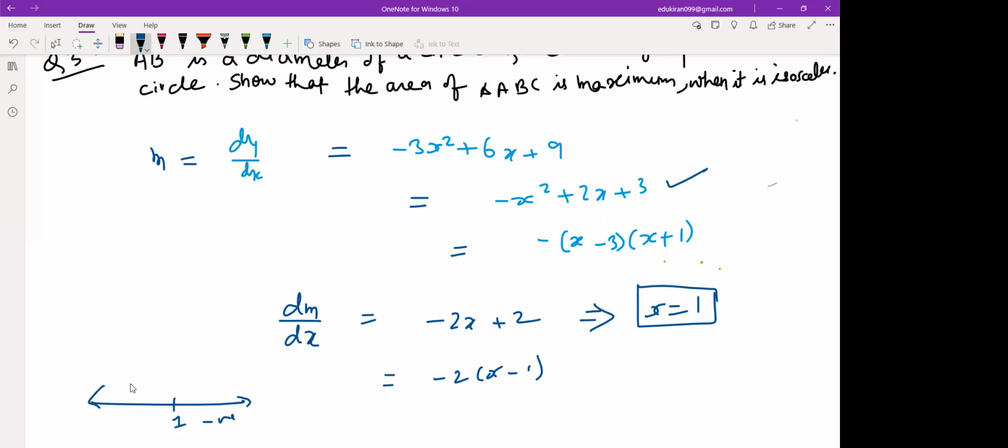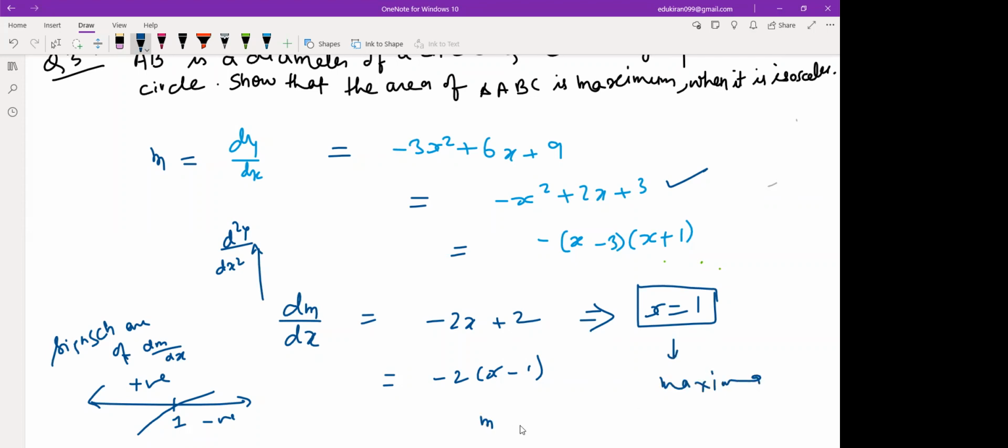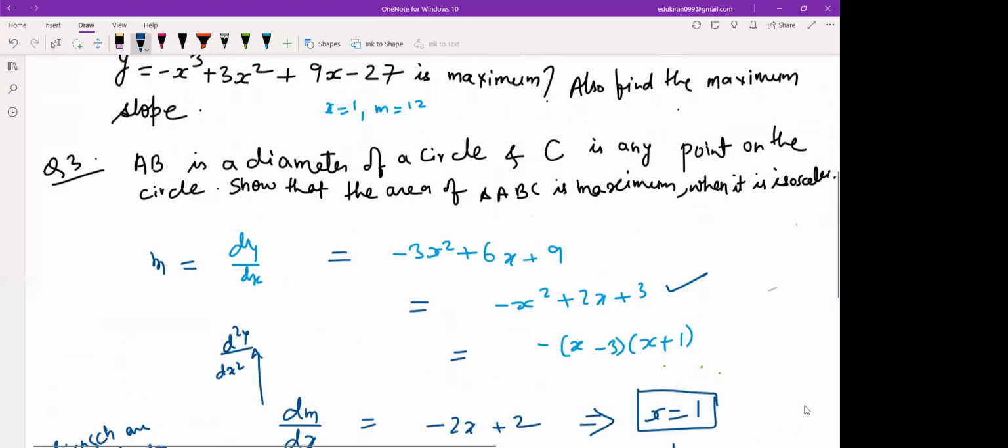So here it is negative, here it is positive. So the sign scheme of dm by dx, this is actually d2y by dx2, is changing from positive to negative. So yes, it is a maximum, correct. So in that case, the value of the slope will be minus 1 minus 3 into 1 plus 1. Now this value I think you have not got correct, because this will become 4. So the maximum value of the slope will be 4.